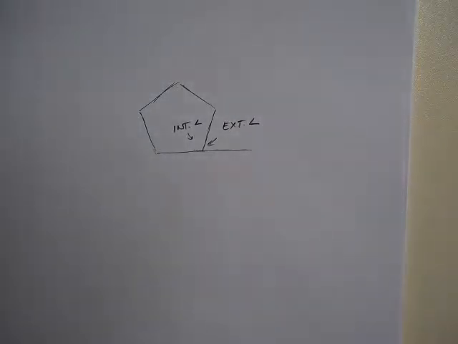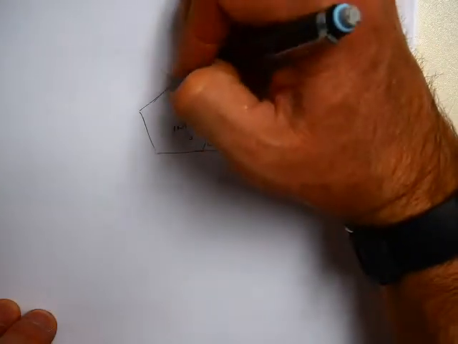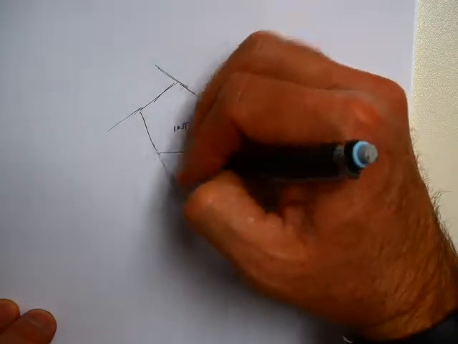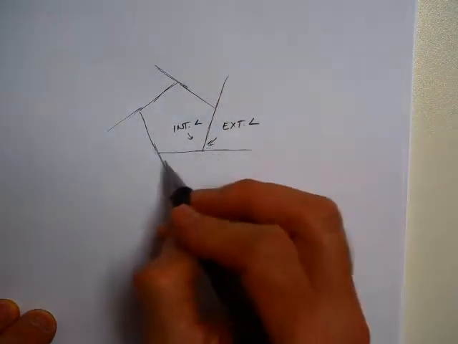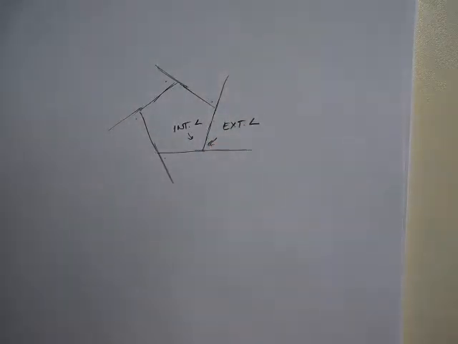If I add up all of the degrees of every exterior angle of any shape, this plus this plus this plus this plus this will always equal 360. But do me a favor. How many degrees are there in all of the interior angles on a pentagon?